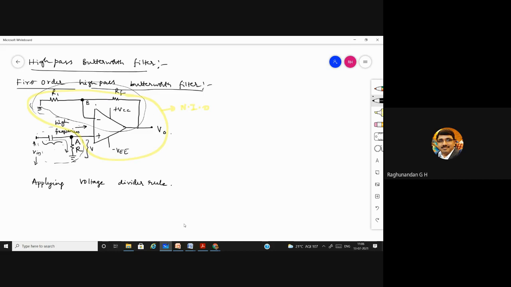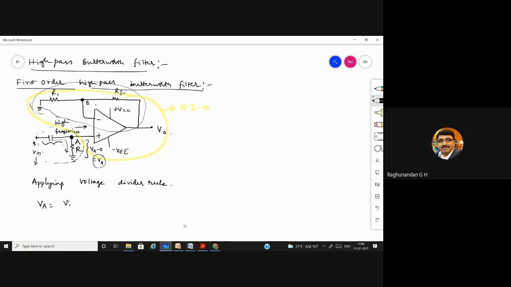You know that VA minus 0 is equal to VA. So if you want to find out the voltage across this node, then find the voltage across a resistor, that gives you the voltage which is appearing across this node. Based on this concept, we'll apply the voltage divider rule and write the equation.